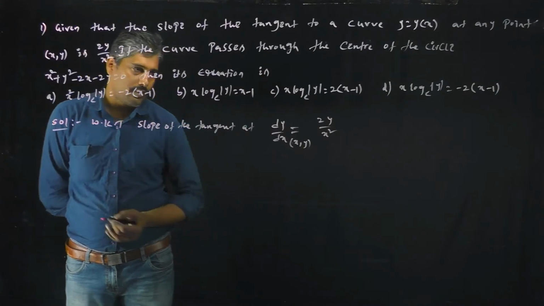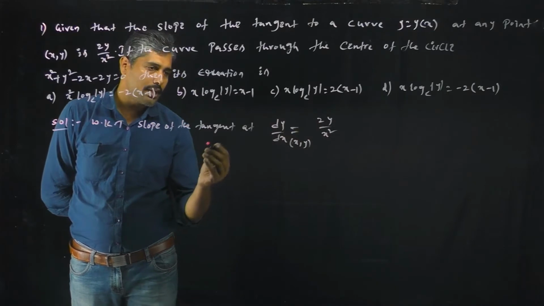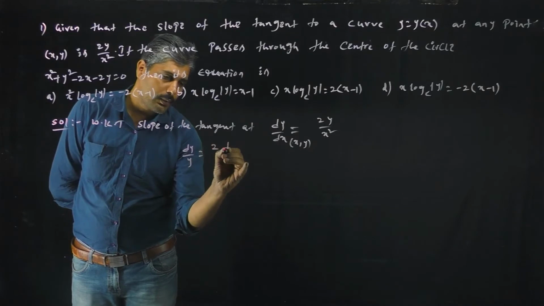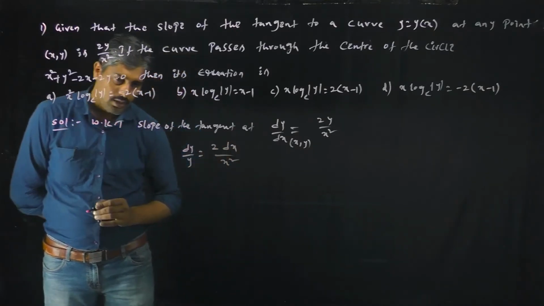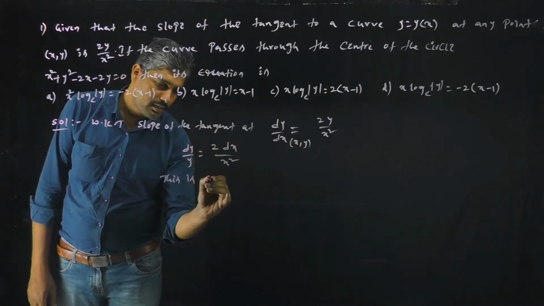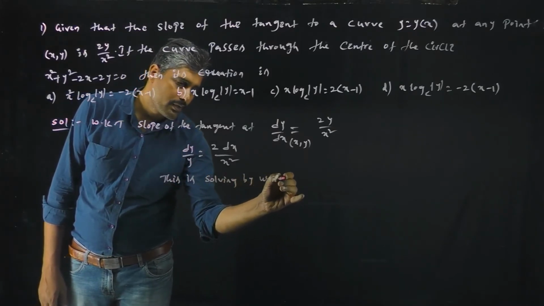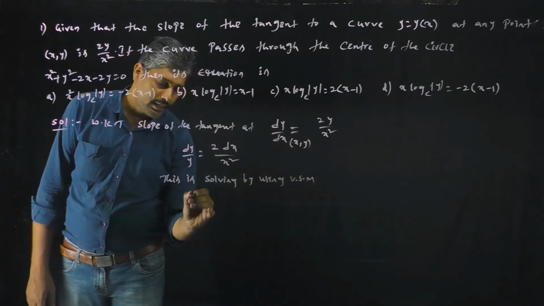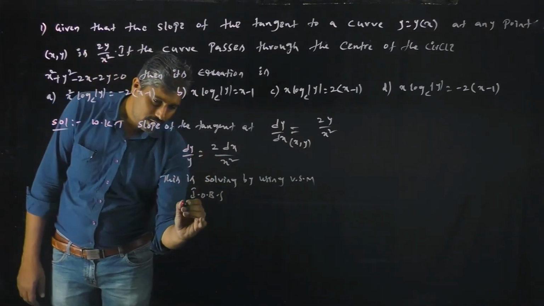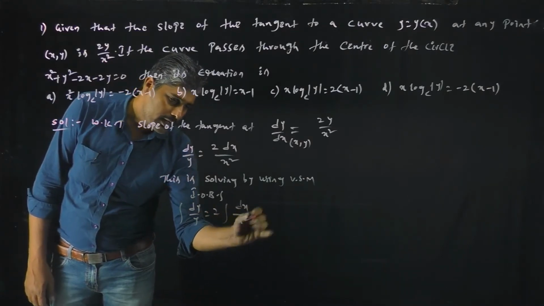Then the solution: clearly this is a variable separable method. Separating the y terms and x terms, that is dy/y = 2 dx/x². This is solved using the variable separable method, integrating on both sides. Then we get integral dy/y = 2 integral dx/x².